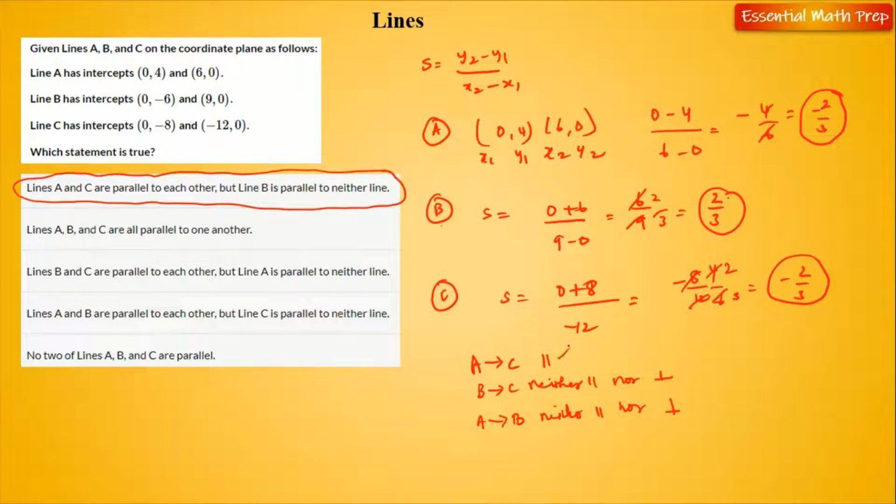We know A and C is parallel. B and C and A and B have B in common because it says clearly line B is parallel to neither of these lines, and that is a true statement.